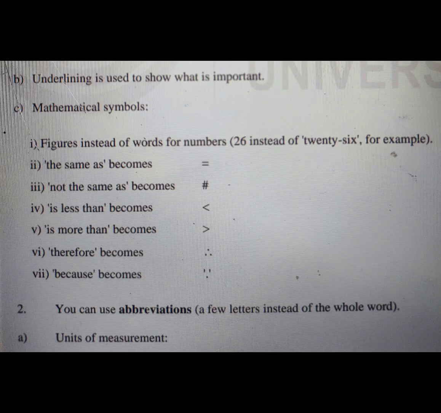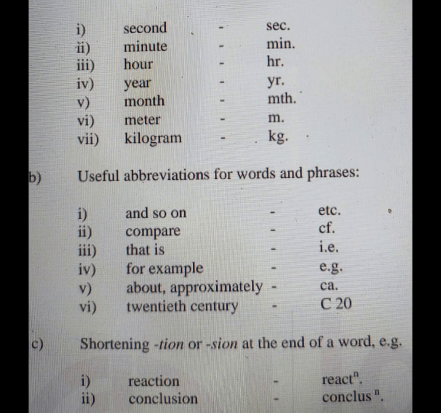2. You can use abbreviations, a few letters instead of the whole word. A. Units of measurement. I. Second, sec. II. Minute, min. III. Hour, hr. IV. Year, yr. V. Month, mth. VI. Meter, m. VII. Kilogram, kg. B. Useful abbreviations for words and phrases.